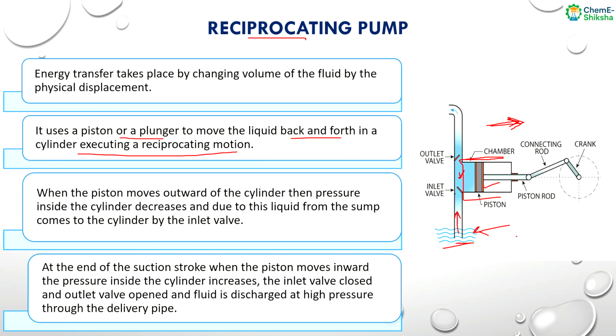At the end of this, when the cylinder is filled with the fluid, the piston will move in this inward direction and the pressure inside this cylinder will increase as the piston compresses the fluid. At that time the inlet valve will close and the outlet valve will open, and the fluid will discharge at a higher pressure through this delivery pipe.